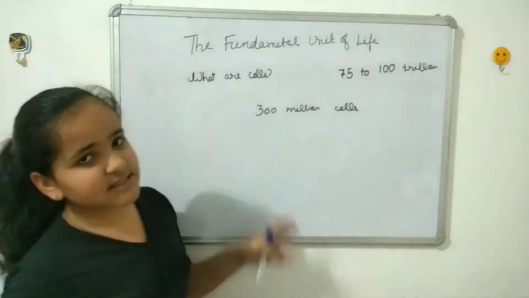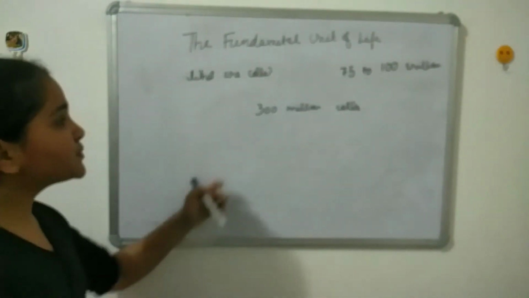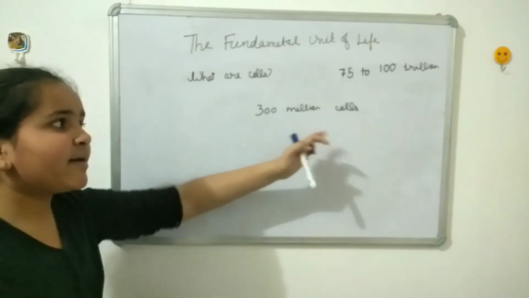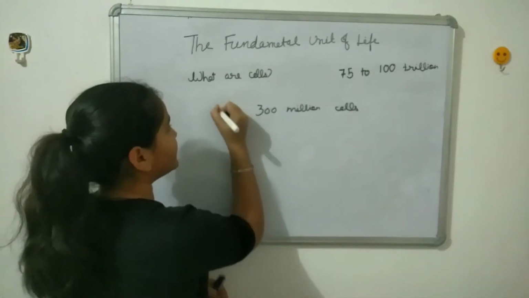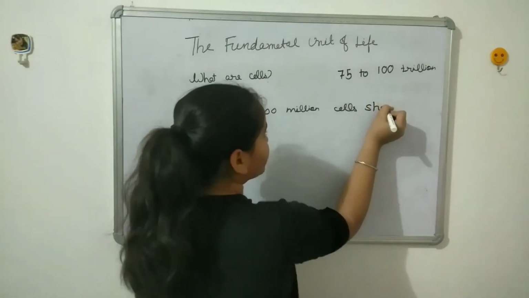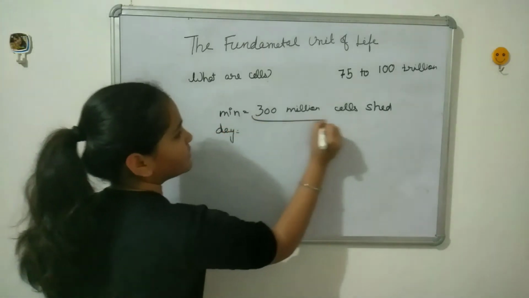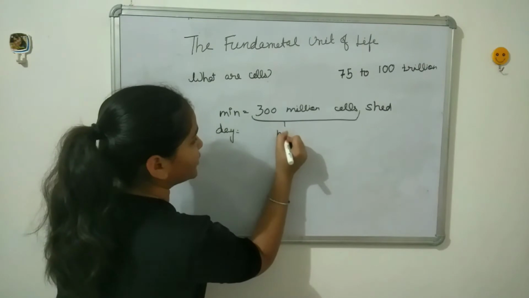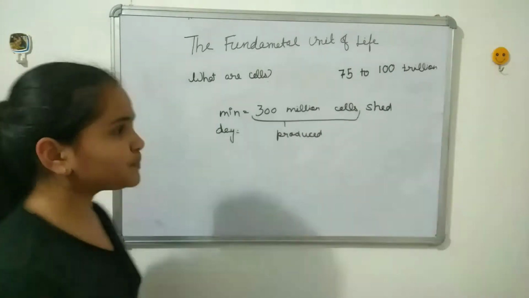So 300 million cells are shed off by a human being every minute, which includes 600 particles of skin shedding off. And next, 300 million cells are also produced every day. So every minute these are shed and every day the same amount of numbers are produced. New cells are produced in an adult human being.